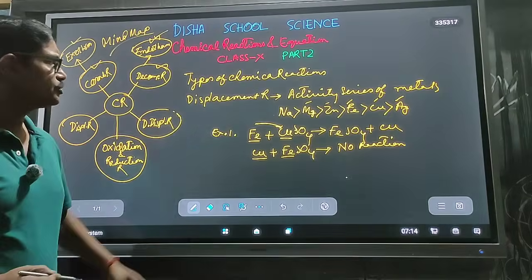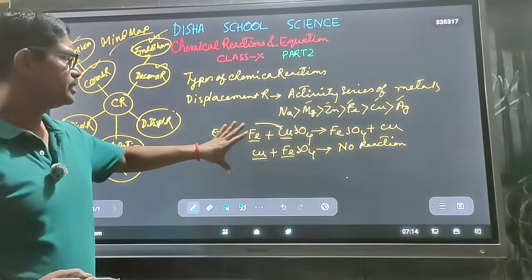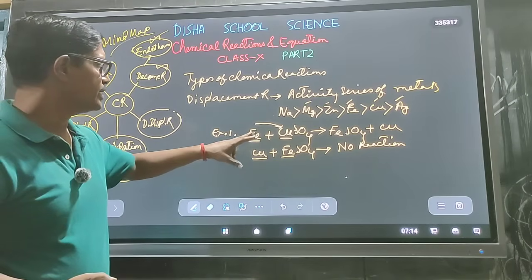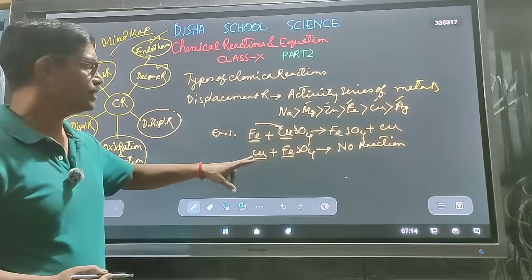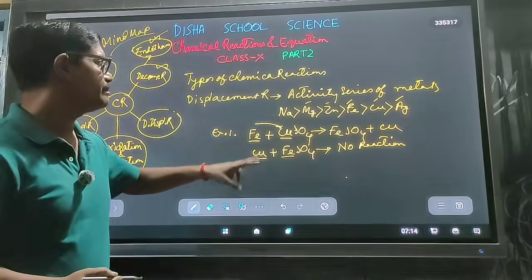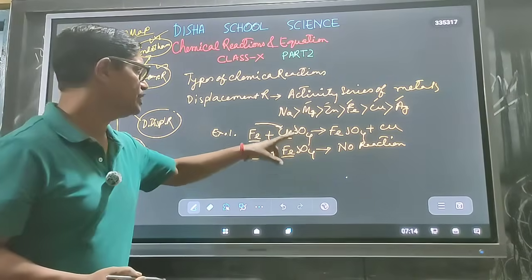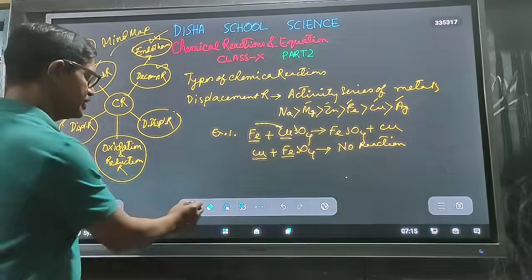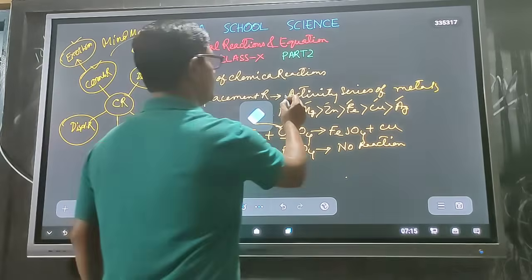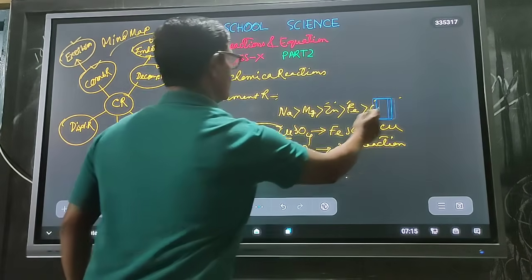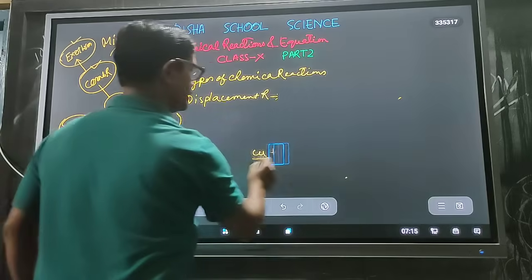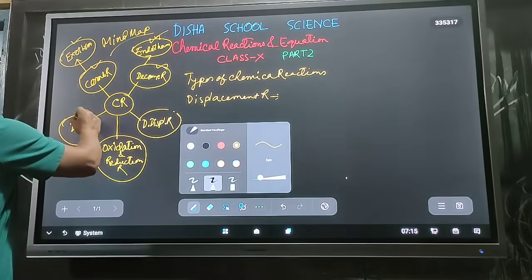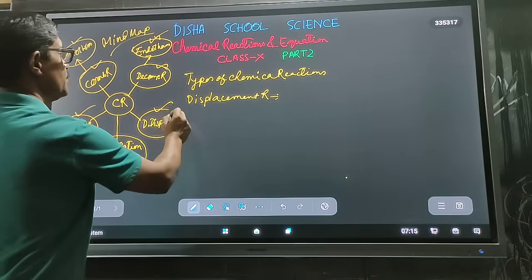Understood? So, in the case of displacement reaction, it is clear that one metal must be present as a reactant, only one metal. One must be in solution. Are you clear? So, this is called displacement reaction. After that displacement reaction, you see, another reaction is there. Then coming to double displacement reaction.